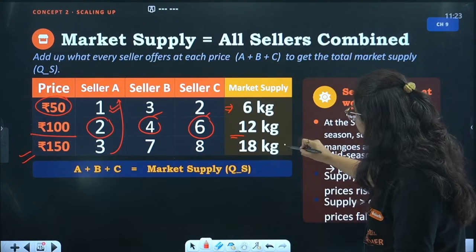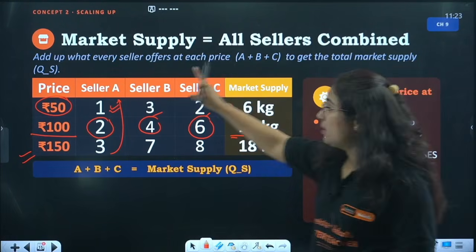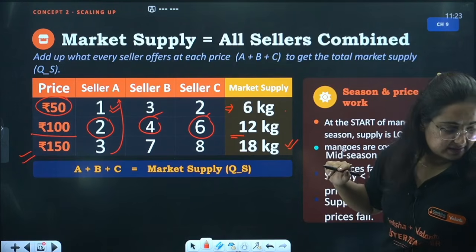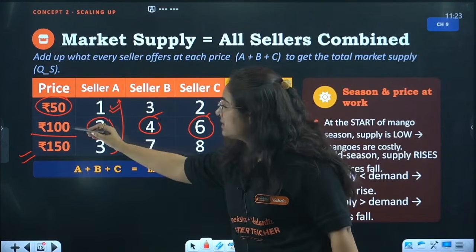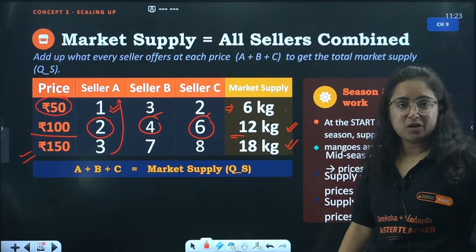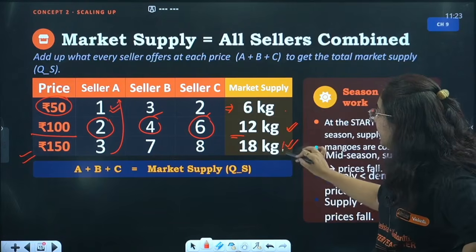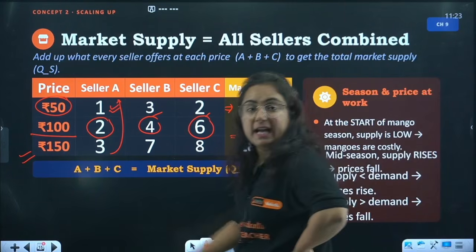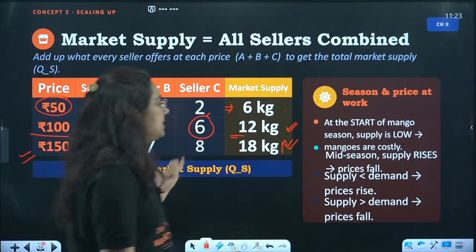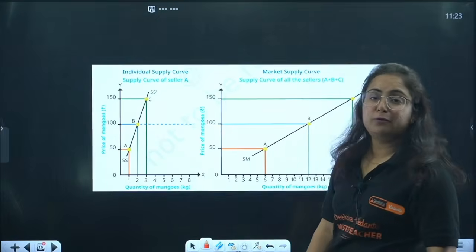And here the market supply also increases. In the first case, when the price was less, market supply was less. In the second case, the price increased a little and the supply increased. When the price increased more, the supplier wants more money and will increase the supply in the market. A plus B plus C is known as market supply, and we shall see the curve of them too.